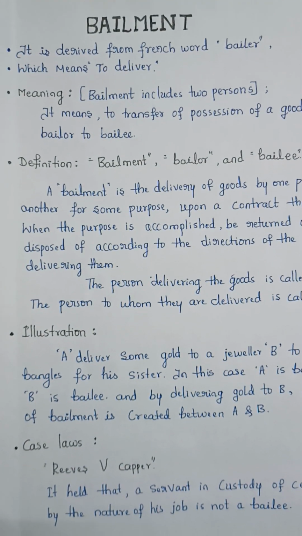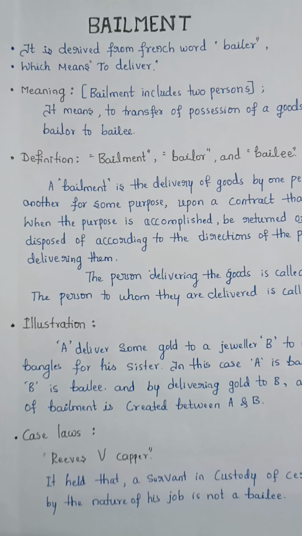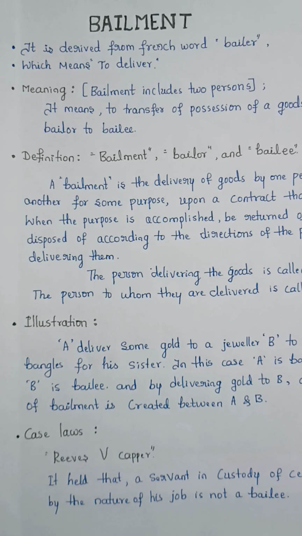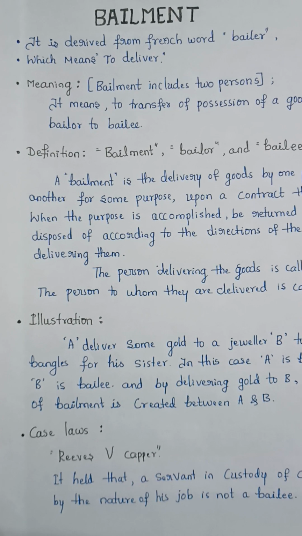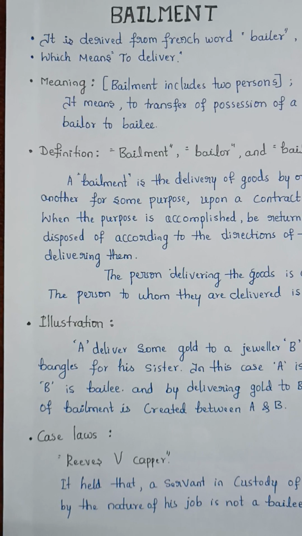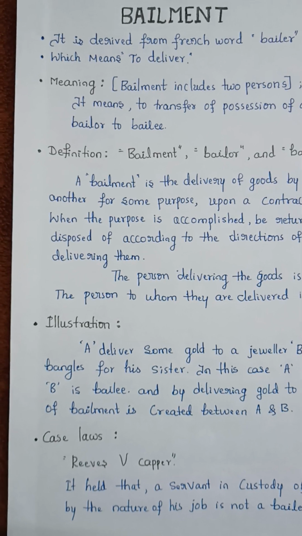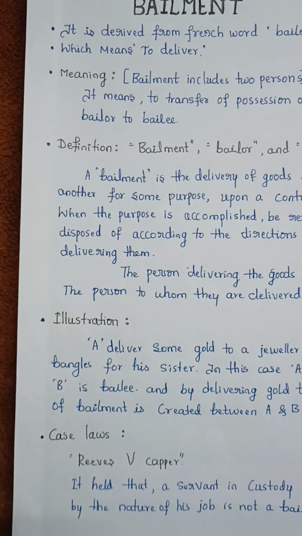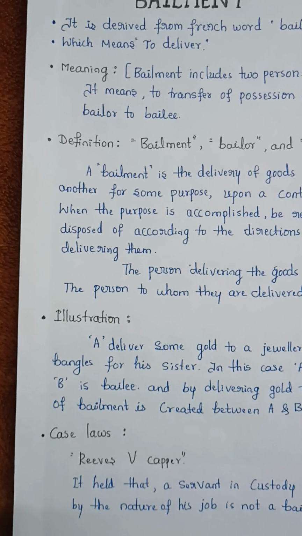The specific definition is given under Section 148 of the Indian Contract Act. What is bailment? A bailment is the delivery of goods by one person to another for some purpose, upon a contract that the goods will, when the purpose is accomplished, be returned or otherwise disposed of according to the directions of the person delivering them. Whatever directions are imposed by the two persons, bailor and bailee, in that particular delivery of goods. So this is called bailment.